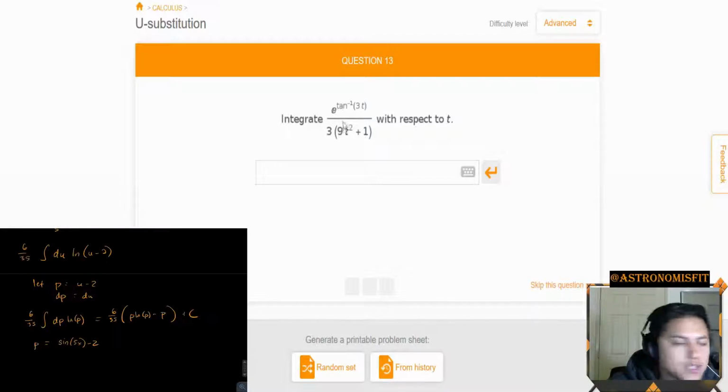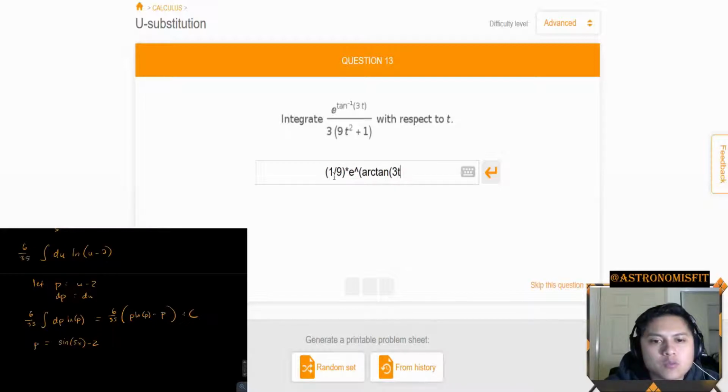So now integrate e to the arctangent, sorry, e to the arctan 3t. Okay, good. So arctan's derivative is 1 over 1 plus x squared. So arctan of 3t should give me 3 over 9t squared plus 1. Okay, so I should have a 1 over 9 on the outside, because there's a 1 over 3 already there. And this is just e to the u du, so this should be e to the arctan 3t plus c.